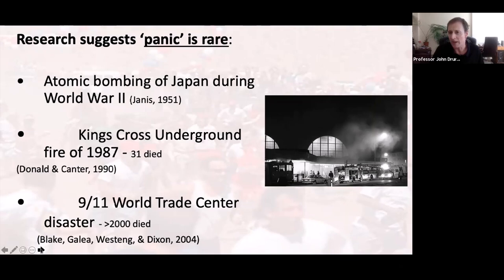Then there was Ian Donald and David Cantor's study of the King's Cross Underground fire in 1987, in which 31 people died.